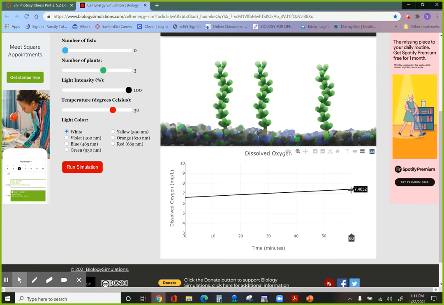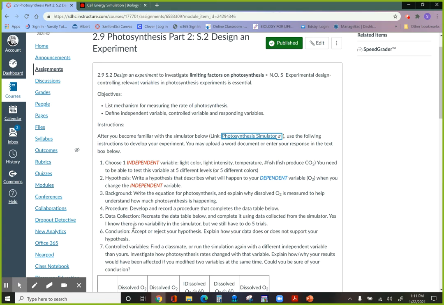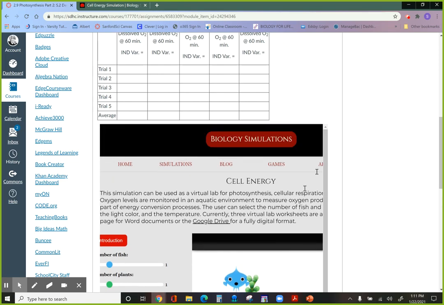We're doing it after 60 minutes because that's going to be the biggest result. This graph shows you how oxygen concentration changes over time. Part of your experiment is to explain why we are using oxygen as an indication of how much photosynthesis is happening. You can submit your experiment a couple of different ways.